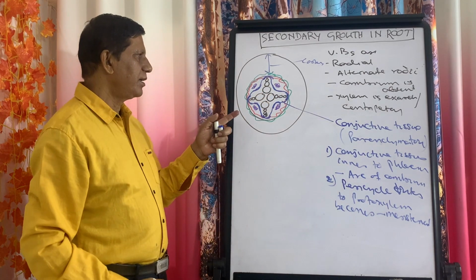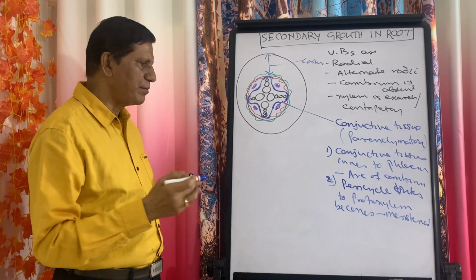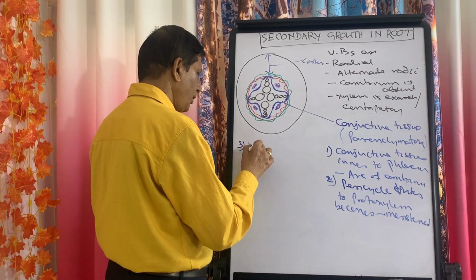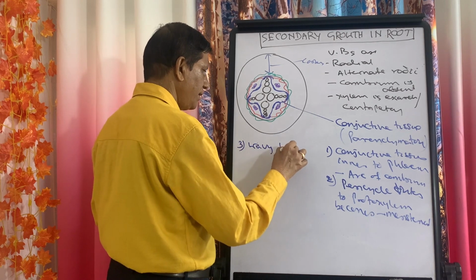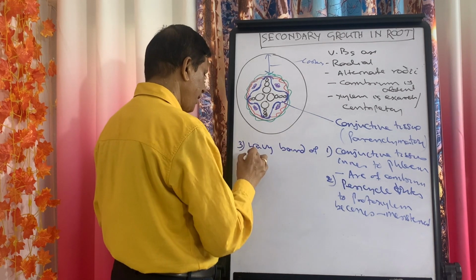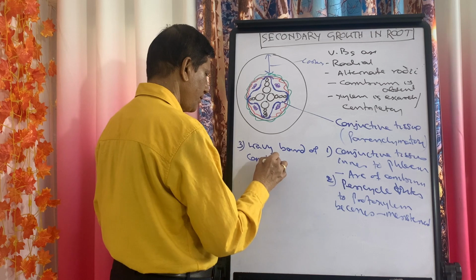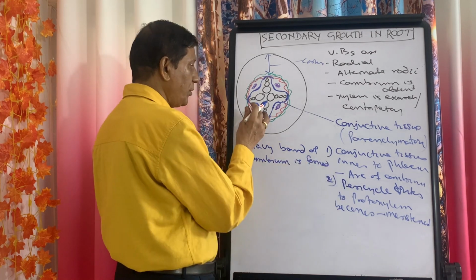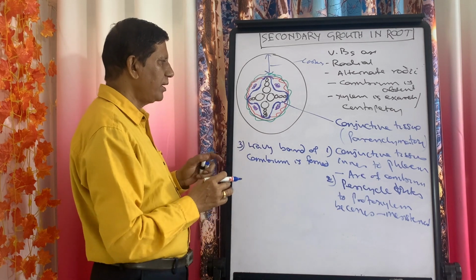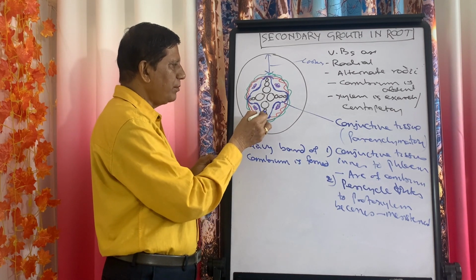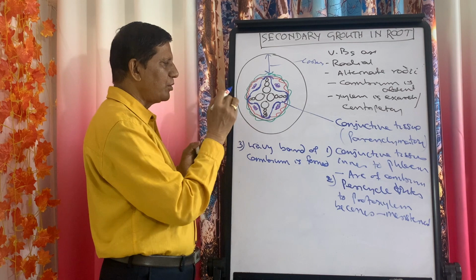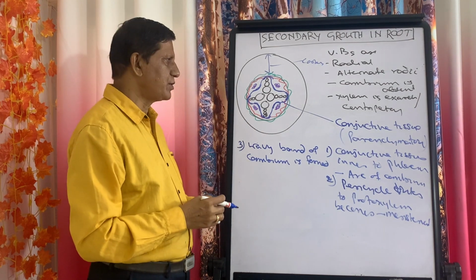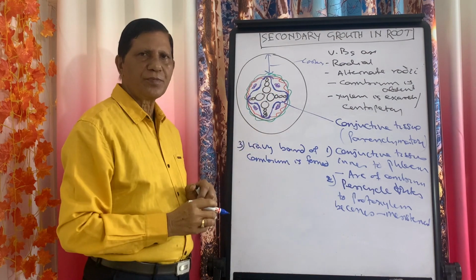So now you see, a wavy band of cambium is formed. In the next step, the wavy band of cambium is formed in such a way that inner to this cambium, xylem is there, and outer to it, phloem is there, just as in the case of stems, but it is wavy.